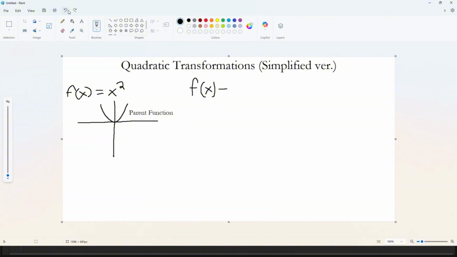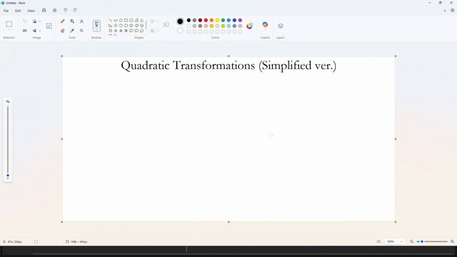Now f(x), if we want to translate it down 1 unit, what do you think? Well, of course, we'll subtract 1. Alright, now it's being moved down or translated down 1 unit. Now onto our second part. We're moving on from translations.